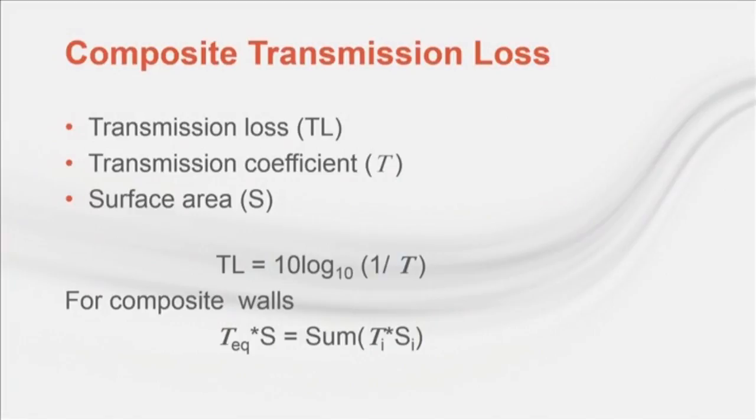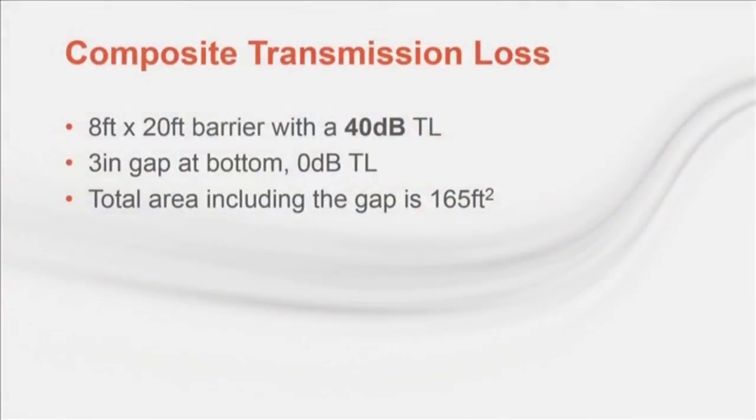To calculate the composite transmission loss, you'll need to know either the transmission loss or transmission coefficient for each of the various components. Transmission loss and transmission coefficient are related by the equation shown on the slide. And the transmission coefficient for the composite panel can be determined as shown in the second equation. Here's an example. An 8-foot tall, 20-foot long barrier panel with a TL of 40 dB is placed between the source and the receiver. Final grading results in a 3-inch gap between the bottom of the panel and the ground.